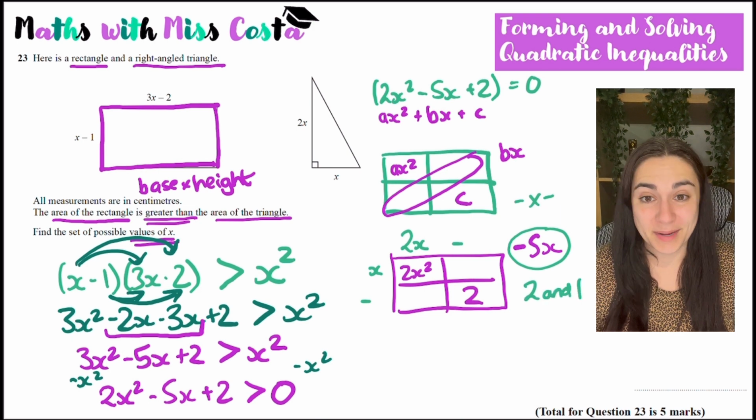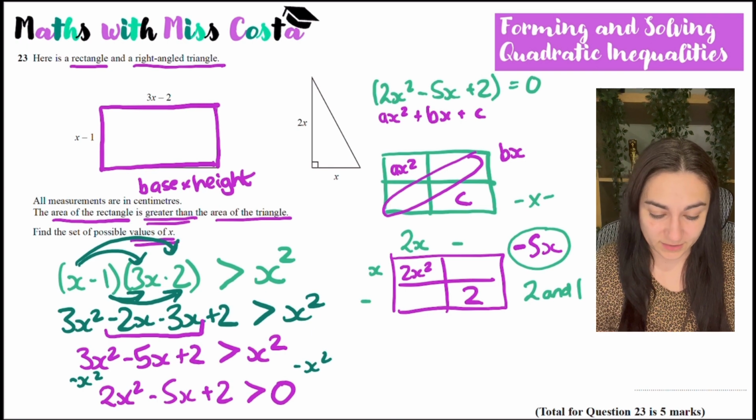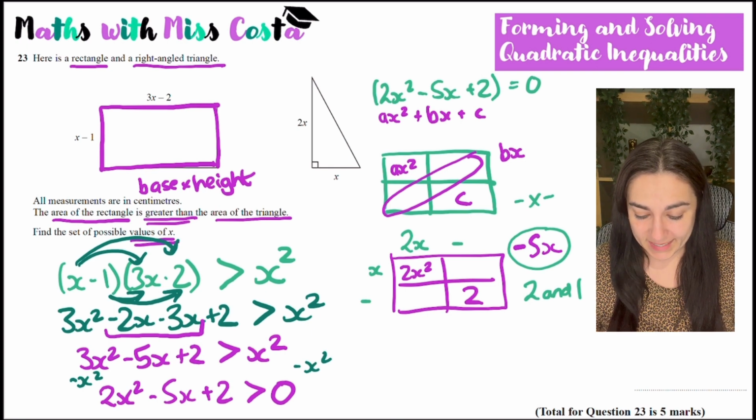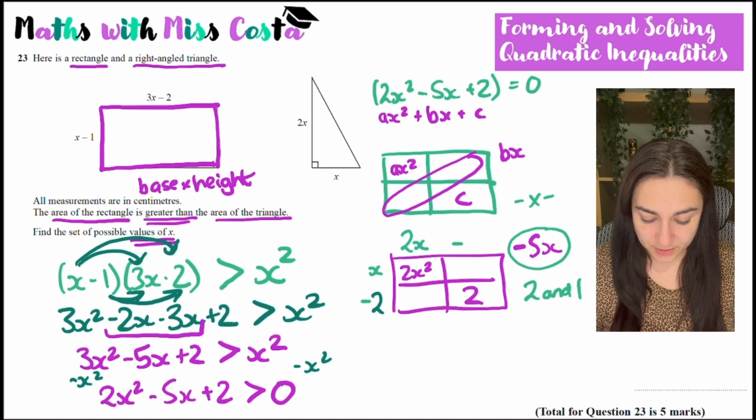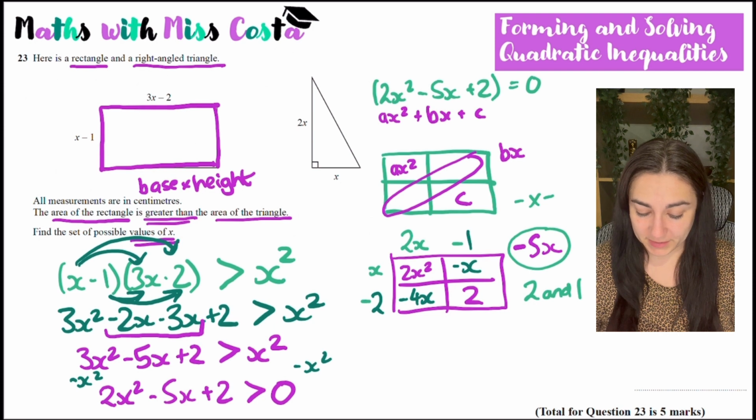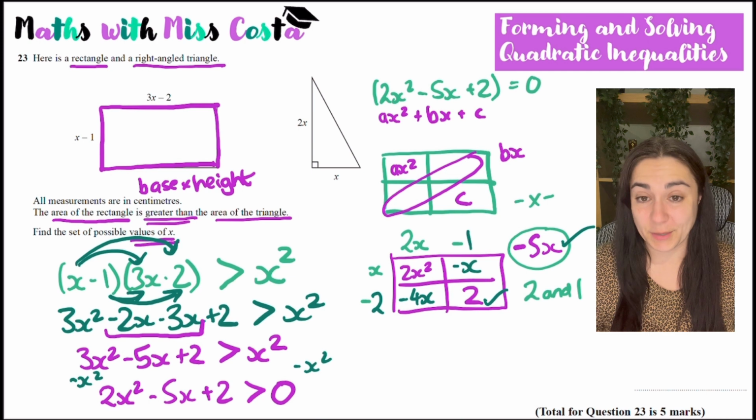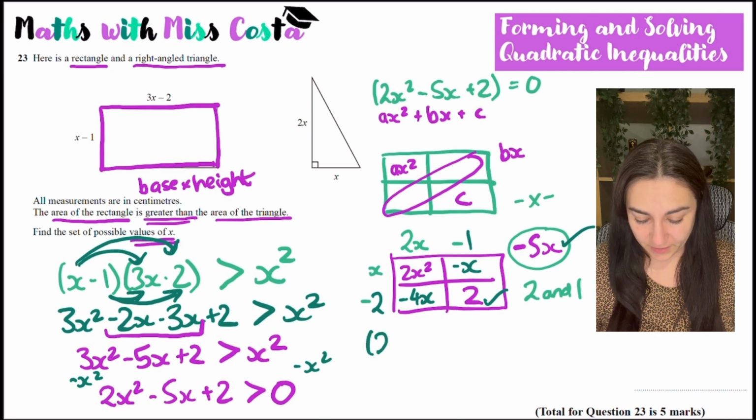So you can do this in pencil and you can scribble it out, or the more you do these, the more you start to notice things. So I know I want to make -5. I know it's going to be a negative number. -2 times 2x gives me -4x, and -1 times x gives me -1x. Now, -1 times -2 gives me 2, and -4x minus x is -5x. So I know that that is right. So I would factorise it to make it (2x - 1)(x - 2).